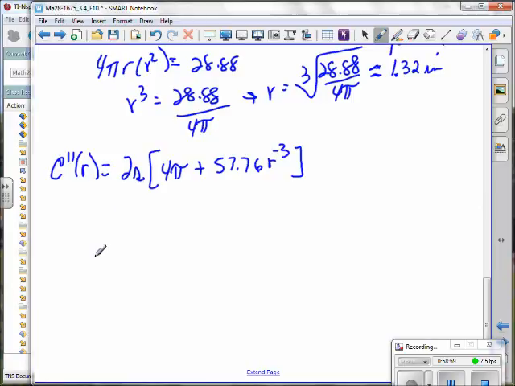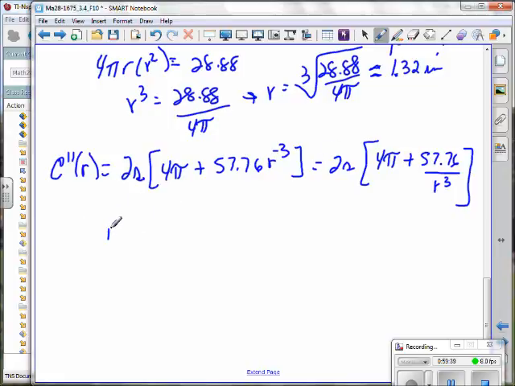And again, remember, we're not interested in the actual value. We just need to know, is it positive or negative? And I can see right now, this is going to be positive. This is the same thing as 2s times 4 pi, that's a positive quantity, plus 57.76 divided by r cubed, that's positive. We've already established that 2 times s is positive, so if I put anything in here, it should be a positive value.